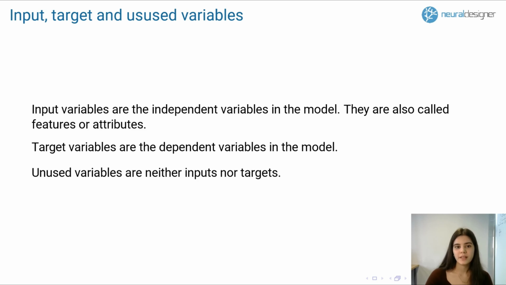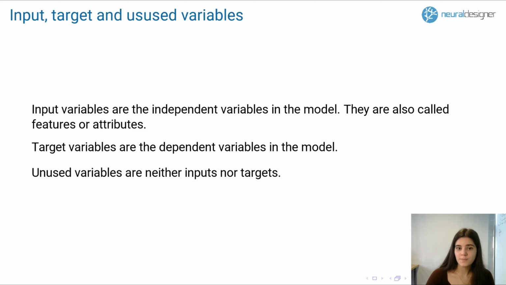Input variables. Input variables are the independent variables in the model. They are also called features or attributes. Input variables are denoted x. The number of input variables in a data matrix is denoted n. Target variables. Target variables are the dependent variables in the model. Target variables are denoted t. The number of target variables in a data matrix is denoted m.